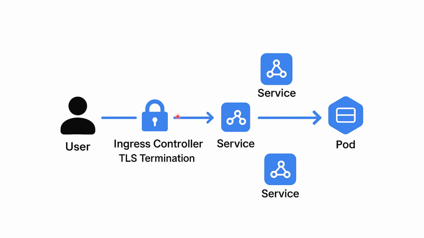Then based on the hostname or path, the controller routes the request to the right Kubernetes service, which load balances traffic across multiple pods running your application. So in short, Ingress controller is your secure entry point, service is your internal load balancer, and pods are your actual application containers serving the traffic.